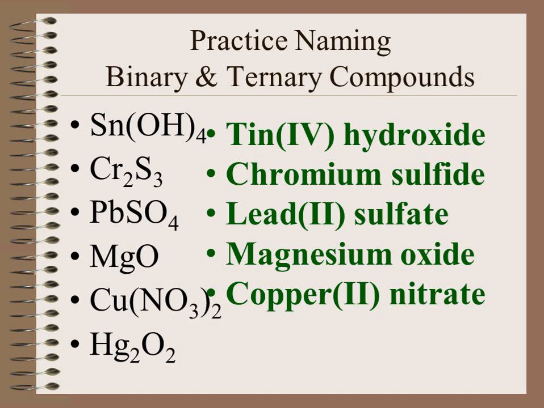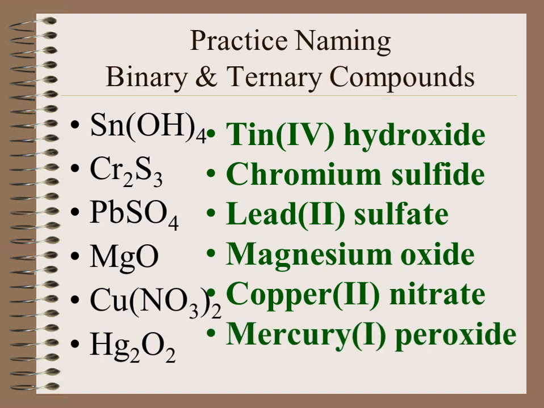And so going from that perspective, if the O2 is really peroxide and not just 2 oxygen atoms, then we get a +1 charge for the mercury, and the name would be mercury-1 peroxide.